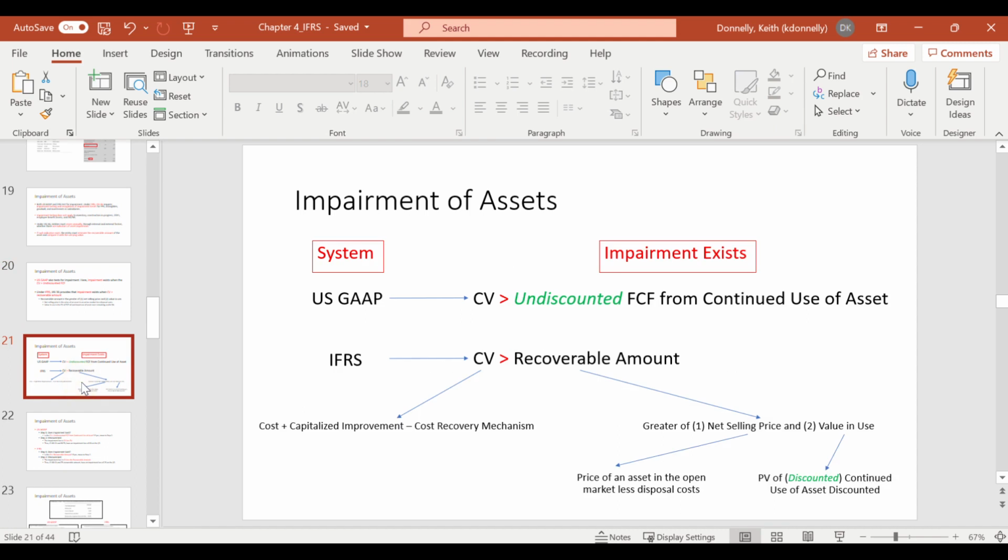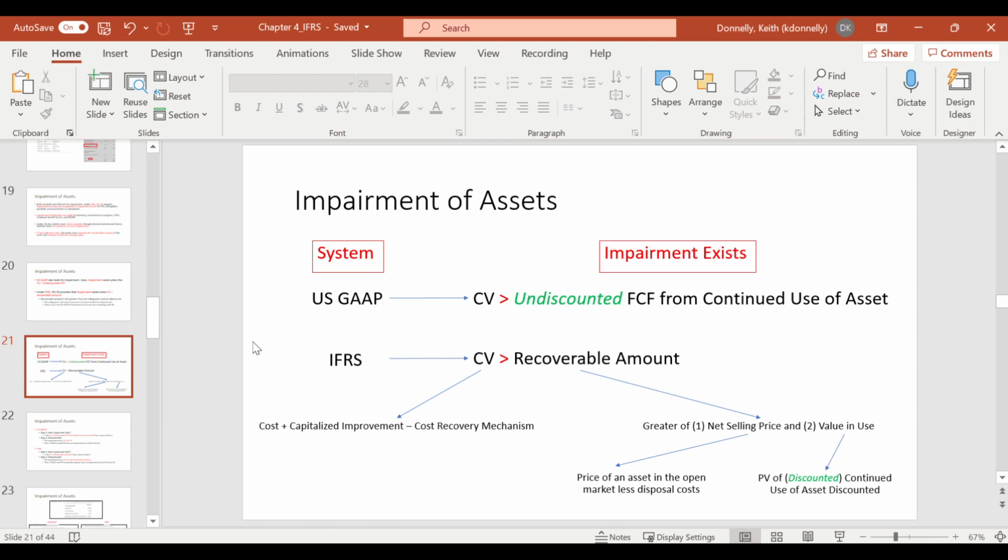So here's showing the distinction between the two. GAAP, we have impairment on an asset when the carrying value is greater than the undiscounted future cash flows from continued use of the asset. So that basically says, what do we expect the future cash flows from this to be? Maybe we get $100 this year, $200 next year, $300 next year. Add them all up, that's undiscounted.